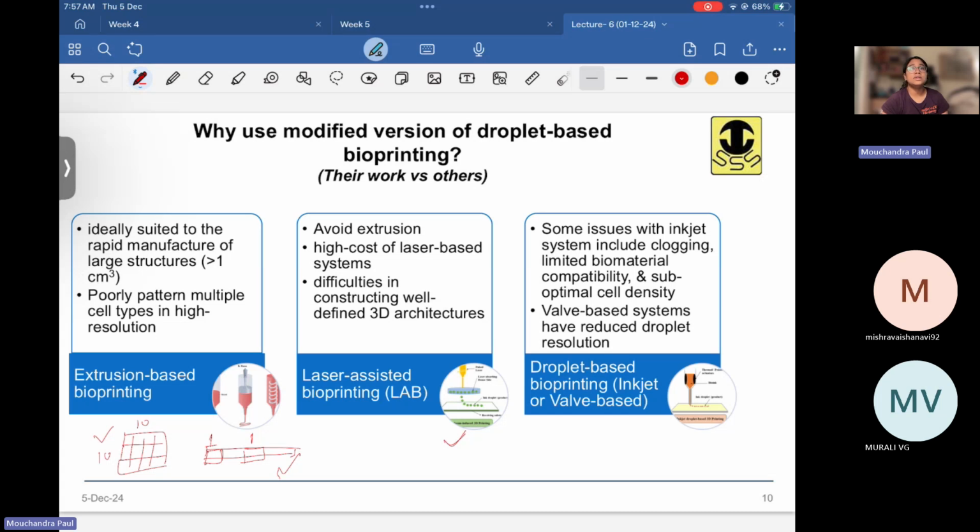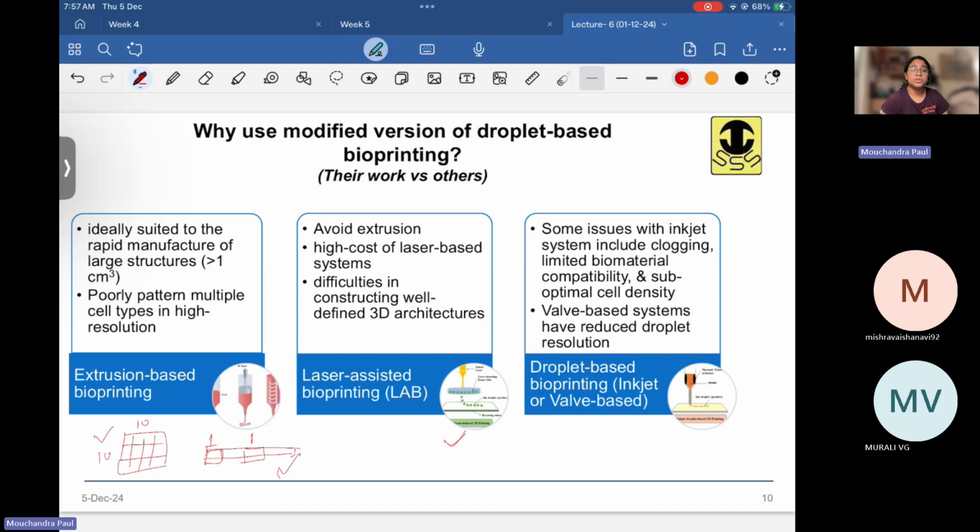The systems are very easily made. You see, there is a cartridge with a tip that is a nozzle or a needle, and there is some pressure mechanism, like air pressure, or some screw or piston. If you think about these points, that is why extrusion is becoming more and more popular, even among people who have no prior experience with additive manufacturing. So these are some reasons why it is becoming more popular.